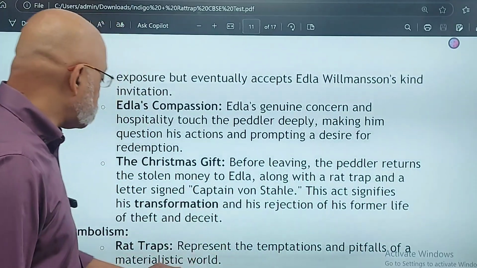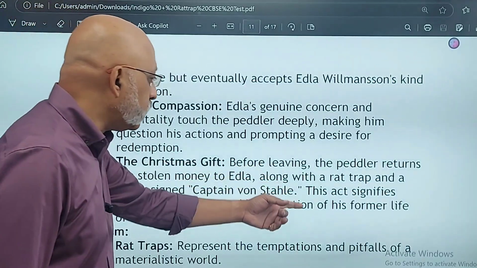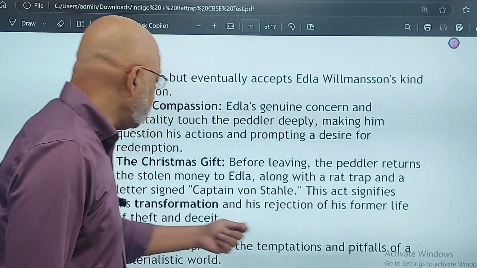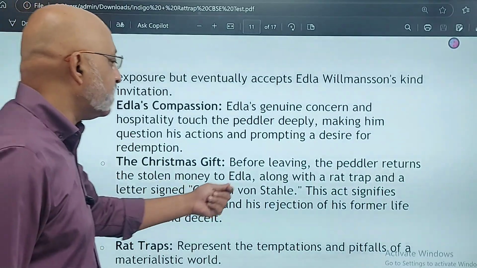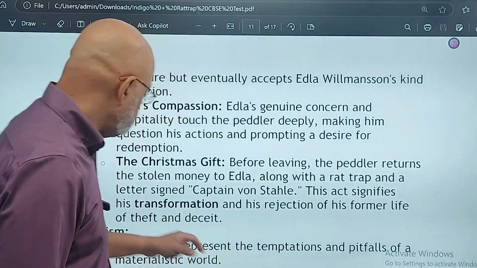Then finally, the Christmas gift. Before leaving, the peddler returns the stolen money to Edla along with the rat trap and a letter signed Captain Von Stahle. The act signifies his transformation and his rejection of his former life of theft and deceit.